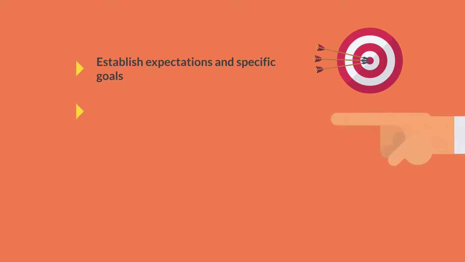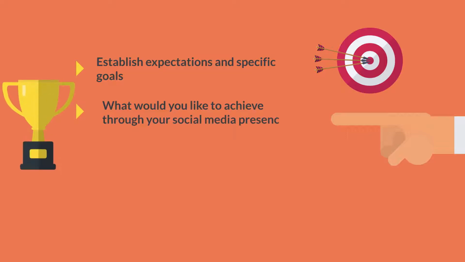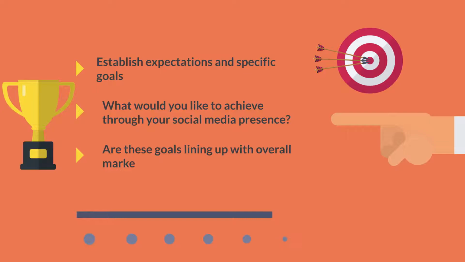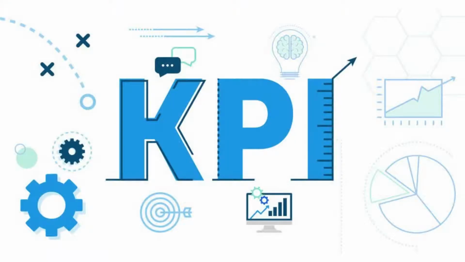To make it work, you should establish your expectations and specific goals deriving from a social media marketing plan. What would you like to achieve through your social media presence? Are these goals lining up with the overall marketing strategy for your brand? Set relevant key performance indicators, which should accompany your social media marketing strategy at all times.